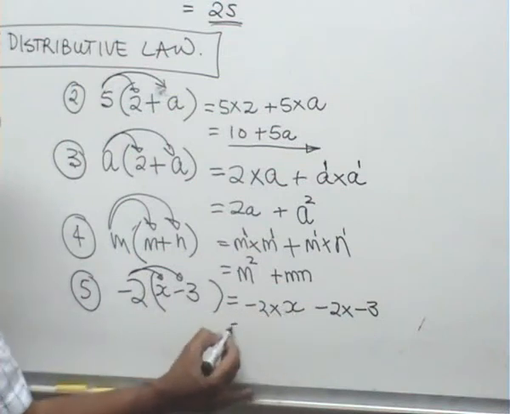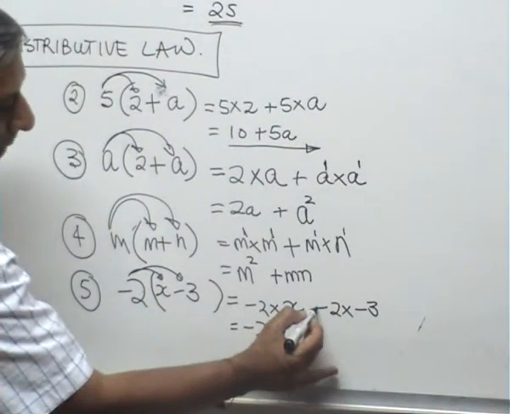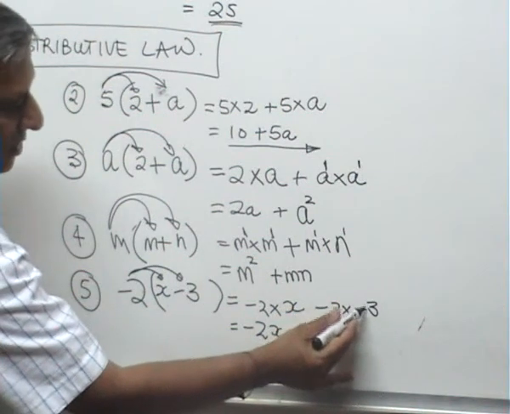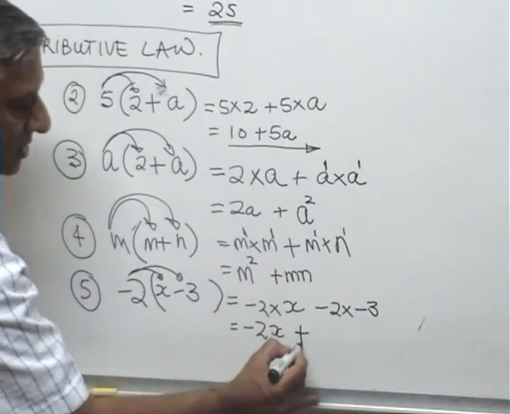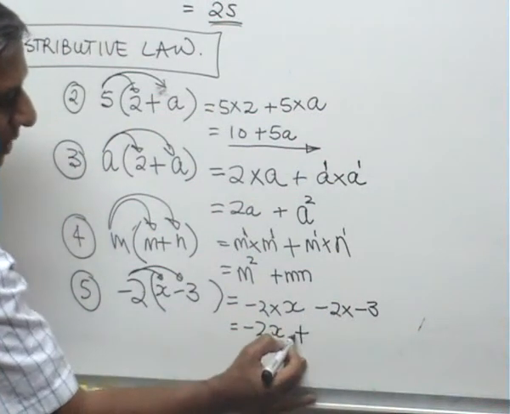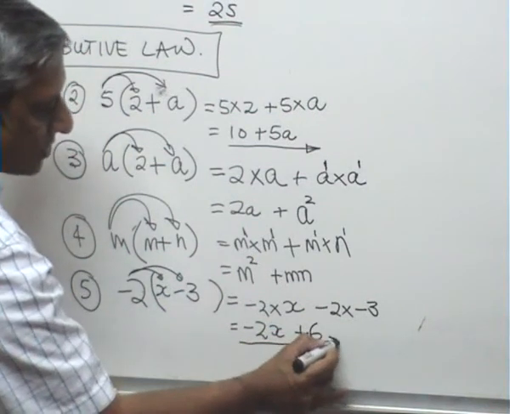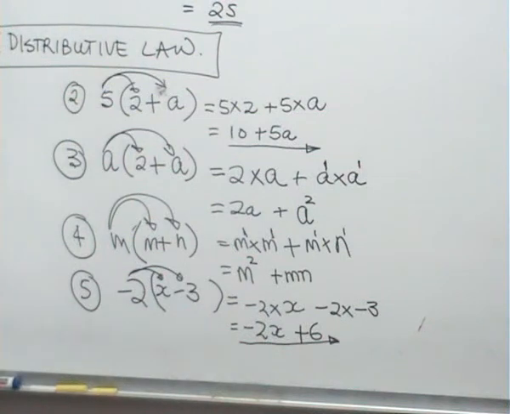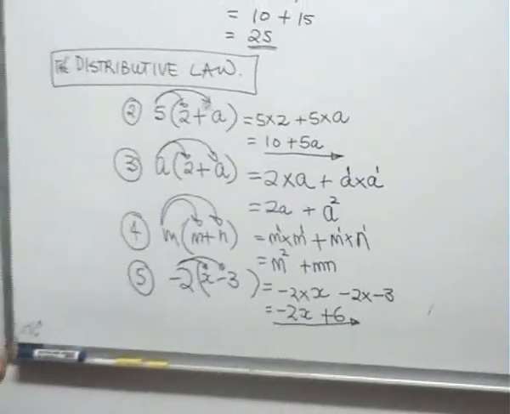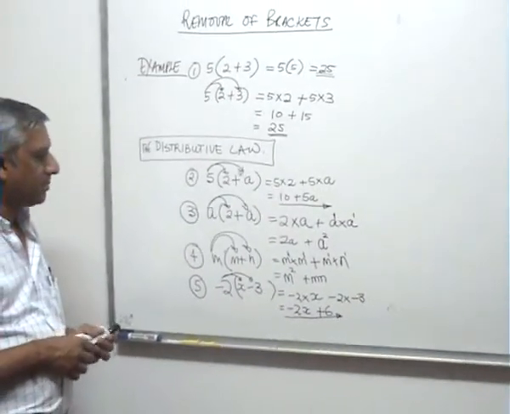Now minus 2 times x will give you minus 2x. Now minus 2 times minus 3, remember the integer rules we learned earlier on, gives you plus. Minus times minus gives you plus. 2 times 3 is 6. So that's your final answer. These are obviously unlike terms and cannot be added. So that's the basics of removal of brackets, and we're going to give you a little exercise now, and you're going to try some examples.